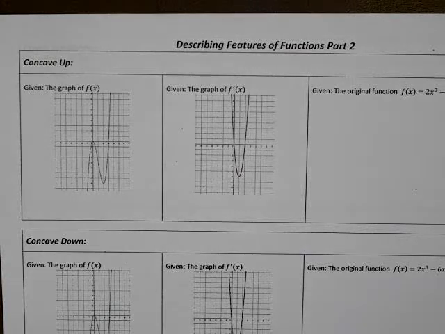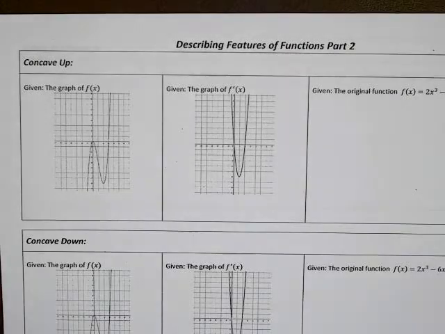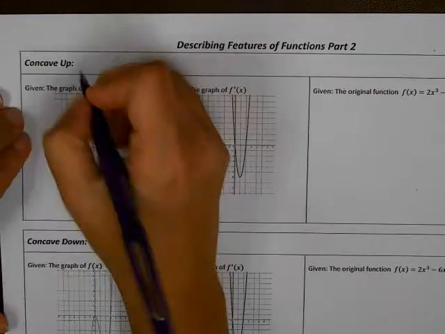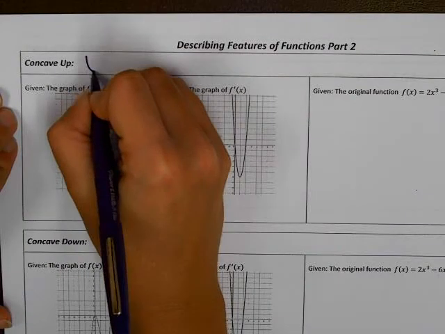Hi everybody, and welcome to the second day where we're going to be looking at describing features of functions by looking at the derivative. Now today we're going to be looking at something called concavity. We already briefly talked about concavity in the previous chapter, and we know that concavity is the curvature of the graph. When a graph is concave up, we say it looks like a cup.